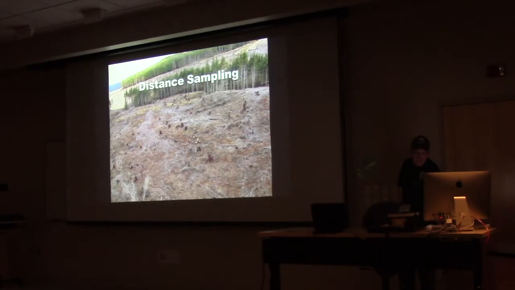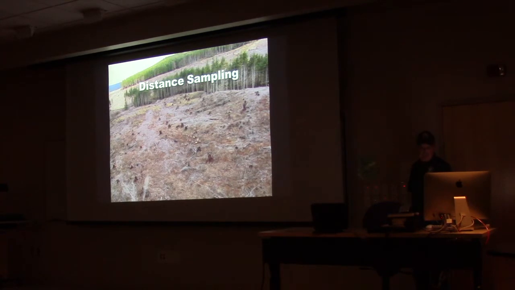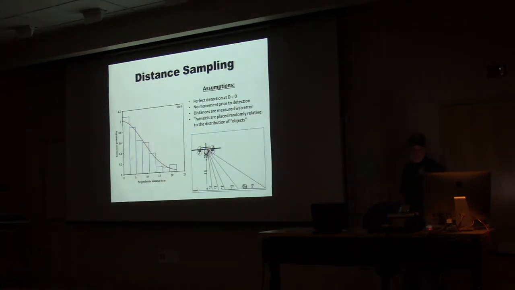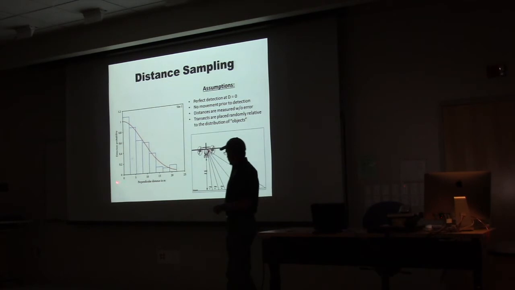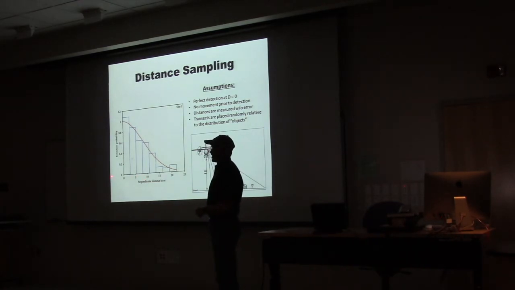So distance sampling is that third class. It's a fairly intuitive concept. It's not one we've done a lot with for these animals, but we are currently starting to explore it a little bit. So there's some elk in a clear cut near Mount St. Helens.